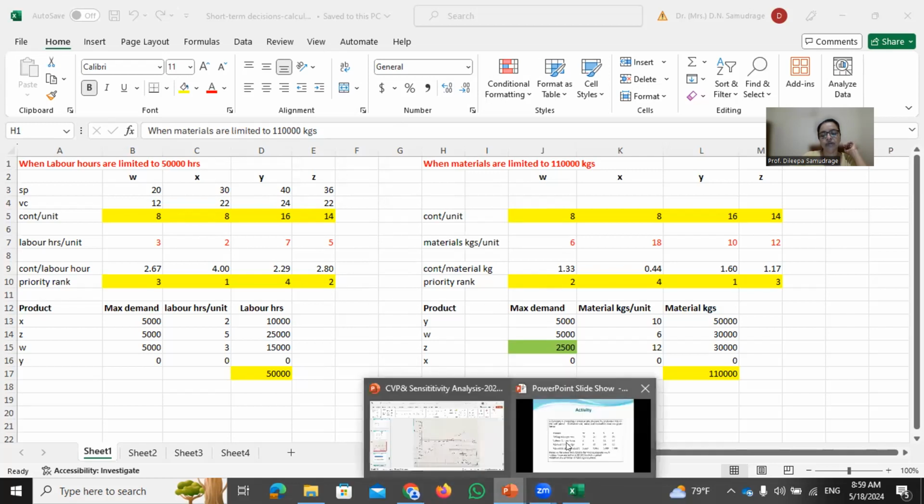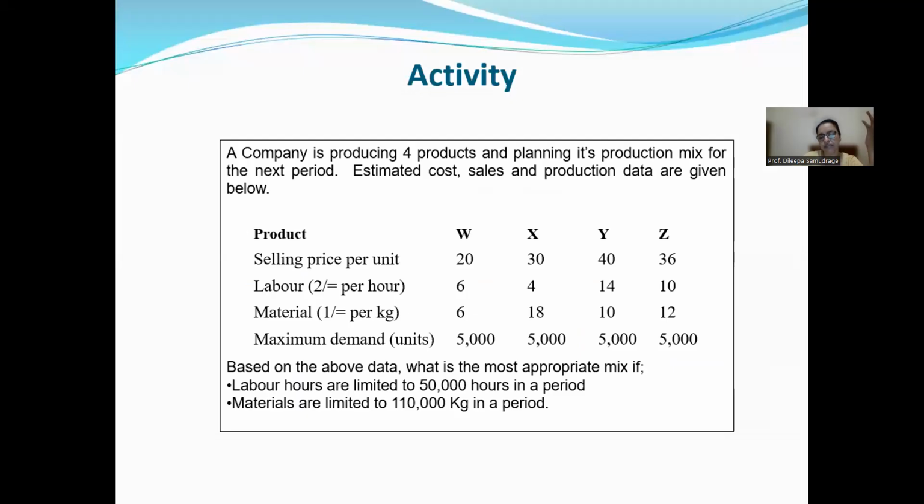So this is the question. I'm talking to the other students. Maybe the students who did this activity have understood very well, I think, because they worked it out. So this is the question: you have 4 products. The selling price is given, then the labor cost, material cost, and maximum demand.